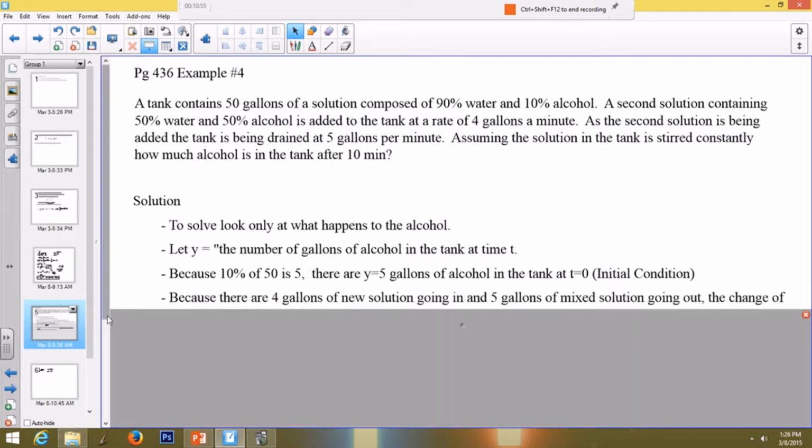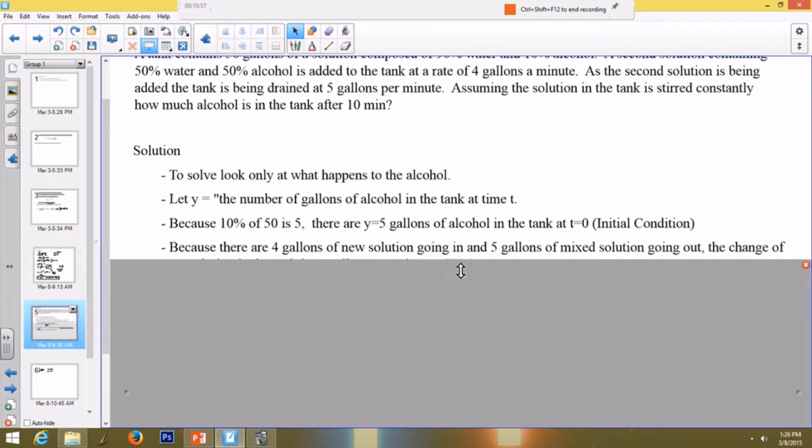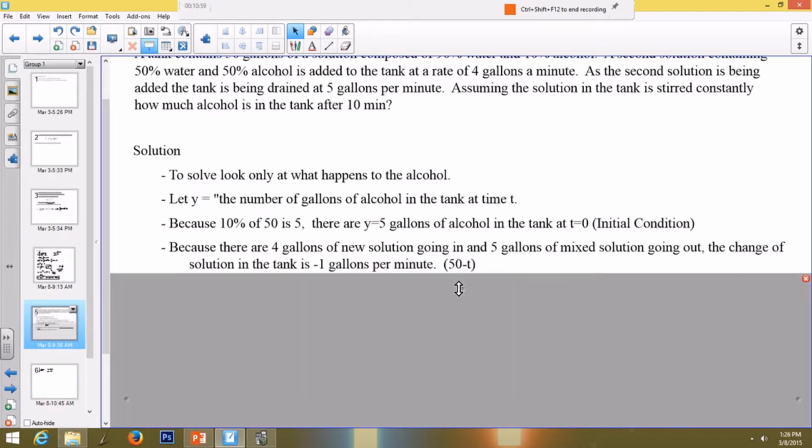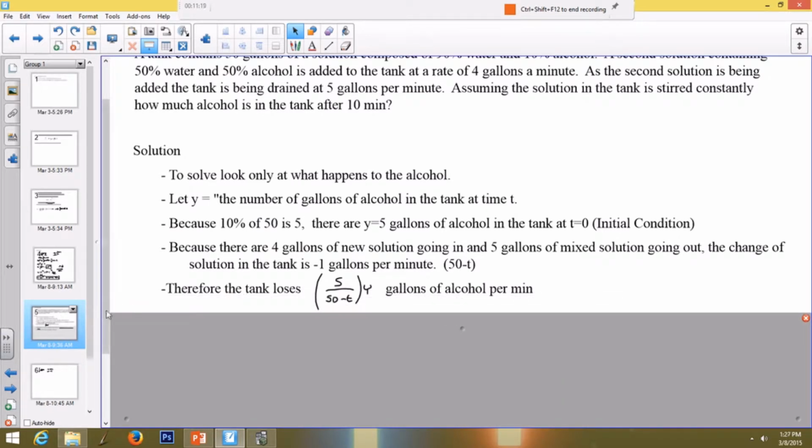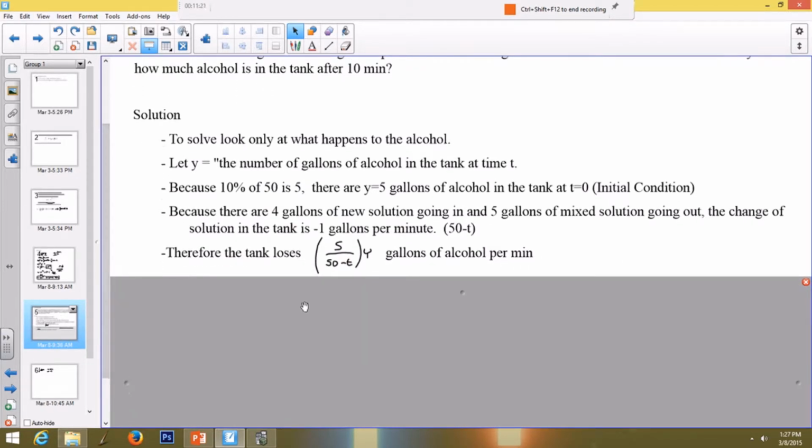Now, because there are 4 gallons of a new solution going in and 5 gallons of the mixed solution going out, the change of the amount of solution in the tank is minus 1 gallon per minute. And so we can think of that as 50 minus t gallons after any time t. Okay, so therefore, the tank loses 5 over 50 minus t times y gallons of alcohol per minute.